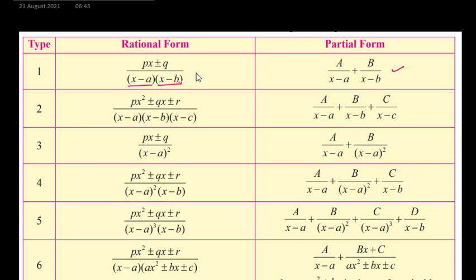Now here in the denominator I got two linear factors. Similarly, if I get three linear factors, then what? Then I will get three terms like this: A upon x minus a plus B upon x minus b plus C upon x minus c. Obviously, this denominator has degree 3 and the numerator has degree 2, so you use partial fractions.